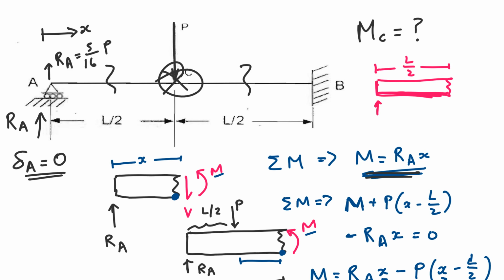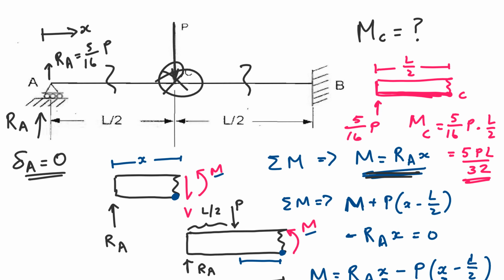And this now is RA. But before, RA was a variable. We didn't know what RA was. But now we know what RA is. It's just 5/16 P. So the bending moment at point C over here is nothing more than 5/16 P times L over 2. Or if you want to write it out, 5PL over 32. That's your answer, champ.